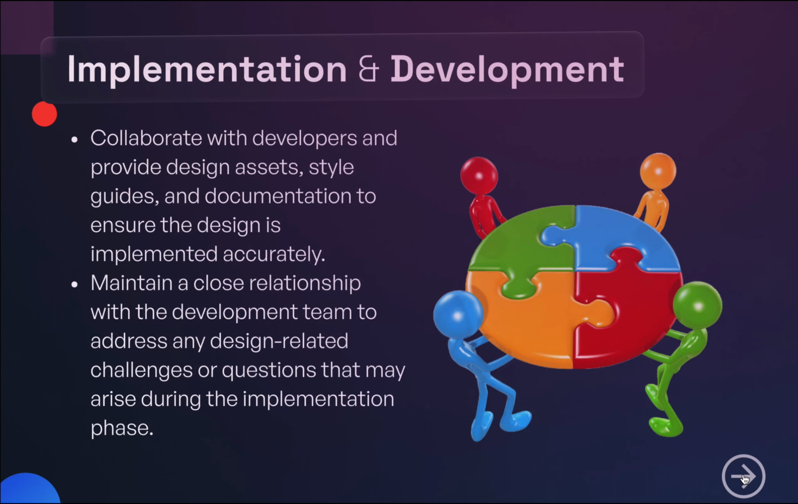So the next thing you do is implementation and development. This is where you collaborate with developers and provide them with all of the assets, the style guide, and documentation that they need to implement the design accurately. And I always tell my colleagues that it's important to maintain a close relationship with your developers, so that you can rub minds together and analyze what needs to be worked on, what cannot be achieved, what alternative we have, and what we can change if we need to. If this button, this effect, this animation is not achievable, what do we do?